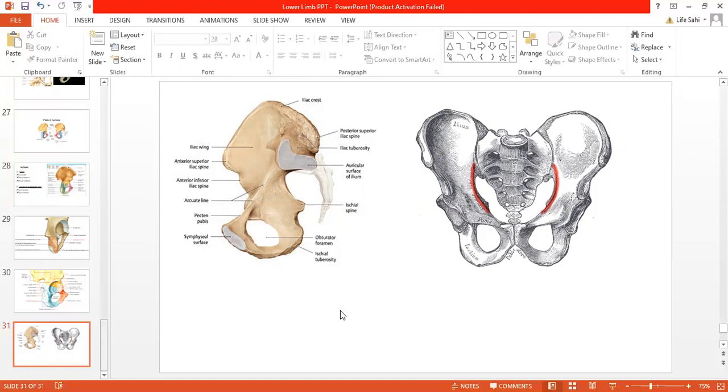So in this lecture, we have completed the bony features of the hip bone. And in the next lecture, inshallah, we shall cover the attachments, ossification, and applied anatomy of the hip bone.